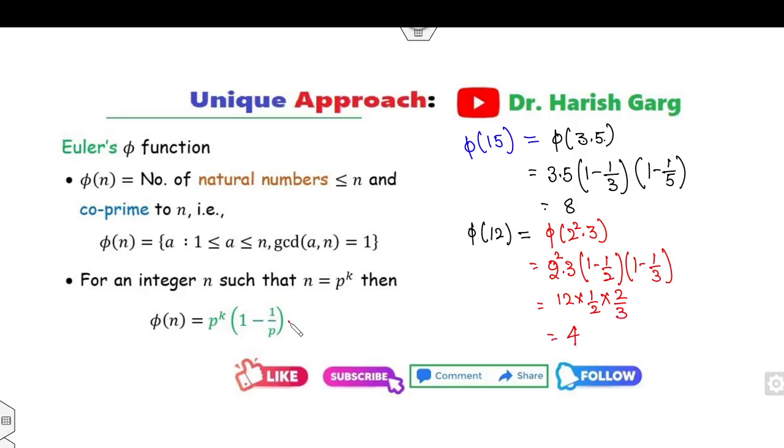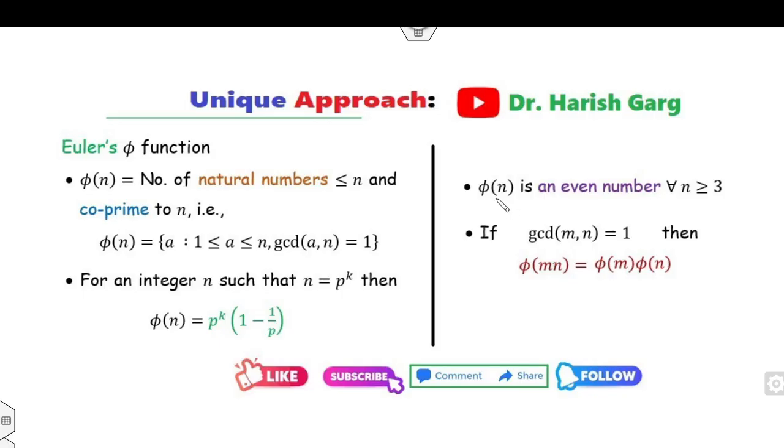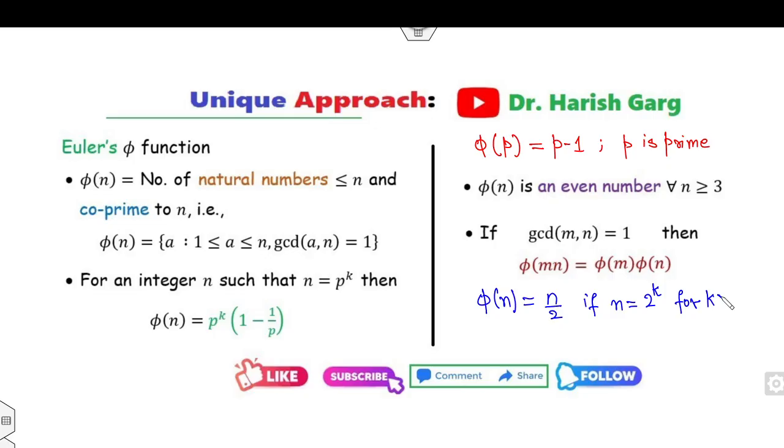Now, based on that, you can find the value of phi of n for any number. Always remember that phi of n is an even number whenever n is greater than or equal to 3, and phi of a prime number, whenever p is prime, is always p minus 1. Also, one more easy way is phi of n is equal to n over 2 if n is 2 raised to power k, whenever k is greater than 0.